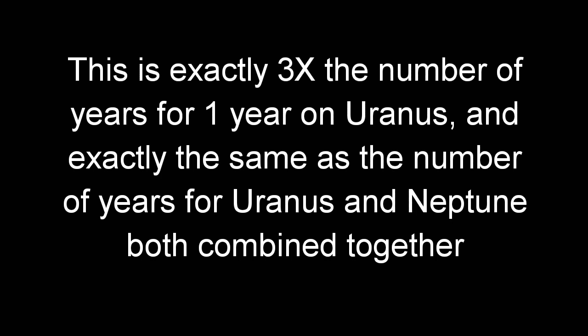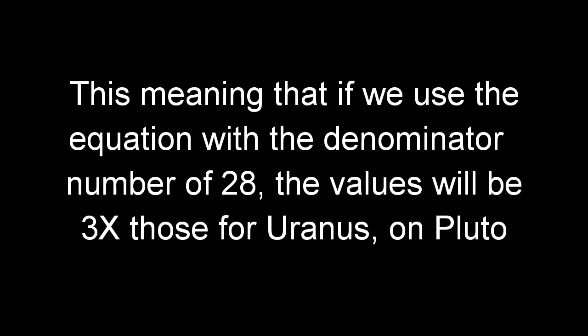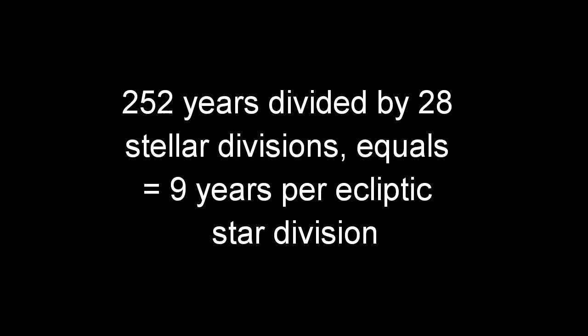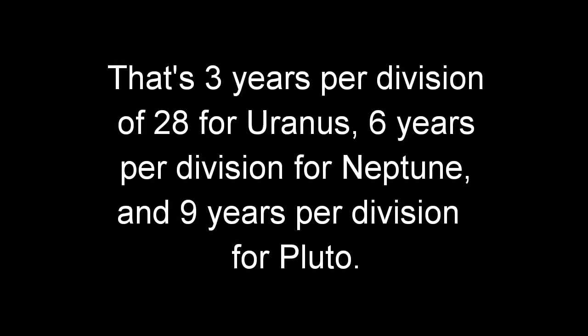This is exactly 3 times the number of years for 1 year on Uranus, and exactly the same as the number of years for Uranus and Neptune both combined together. This means that if we use the equation with the denominator number of 28, the values will be 3 times those for Uranus, on Pluto. 252 years, divided by 28 stellar divisions, equals 9 years per ecliptic star division. That's 3 years per division of 28 for Uranus, 6 years per division for Neptune, and 9 years per division for Pluto.